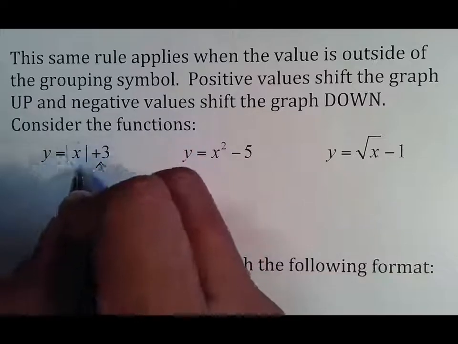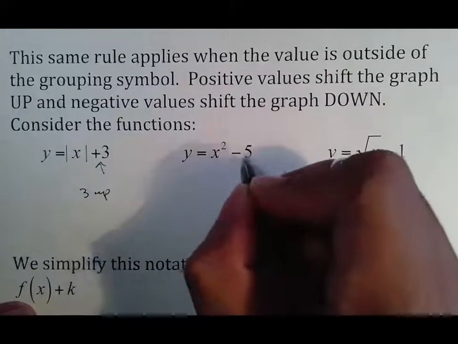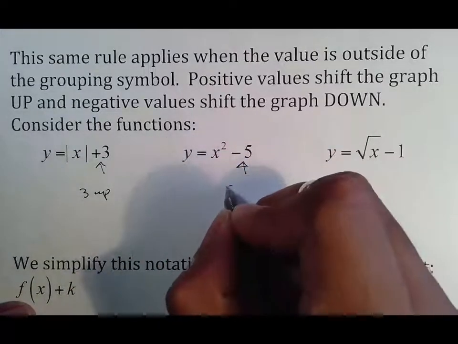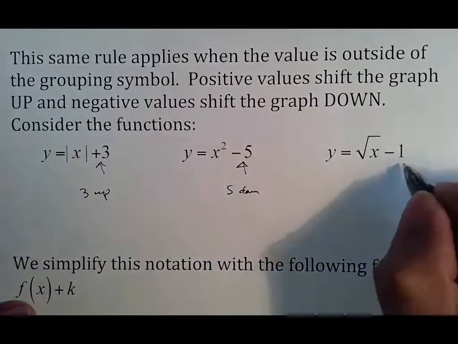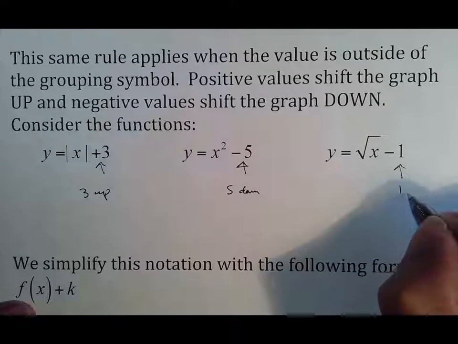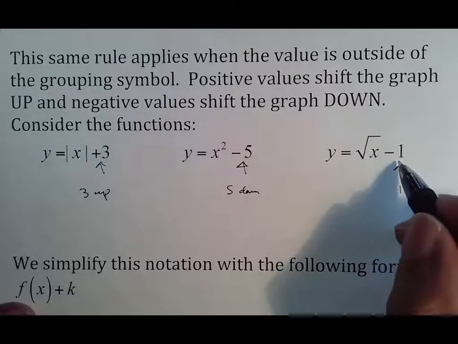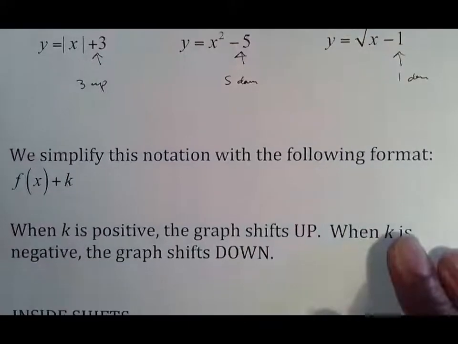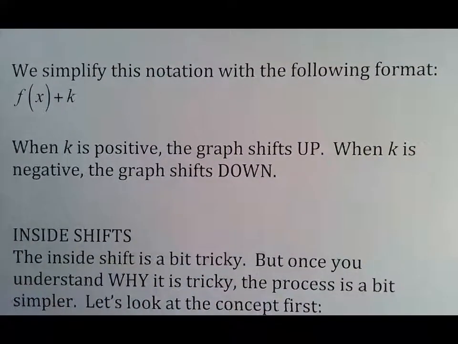So it would take that parent function that we know and move it 3 up. This would take that parent function that we know, because it's not with the x squared, and move it 5 down. This, because it's not in the grouping symbol, would move 1 down, because, again, we did that with our stuff to make sure we knew how to do it. We simplify that with f of x plus k.